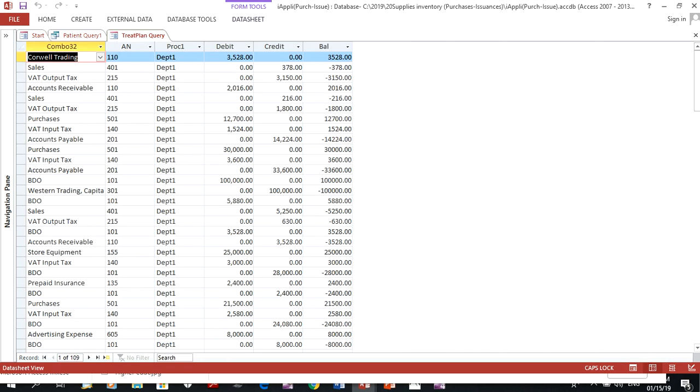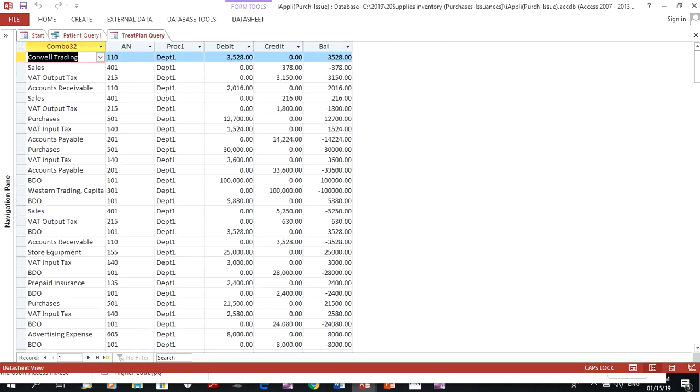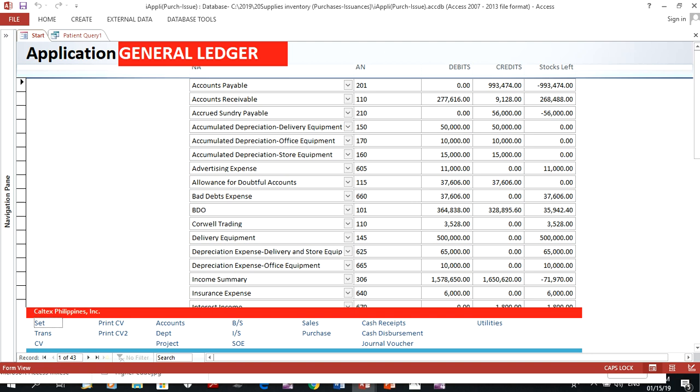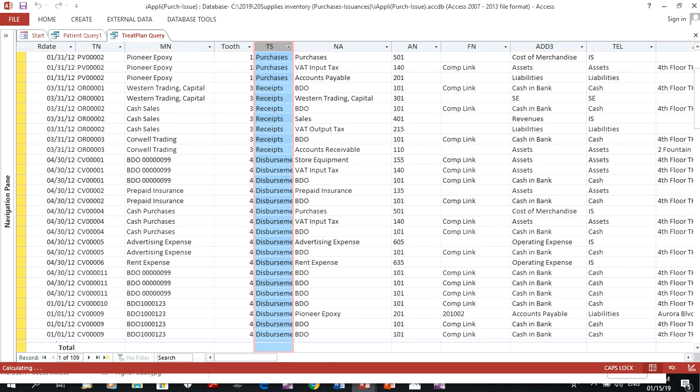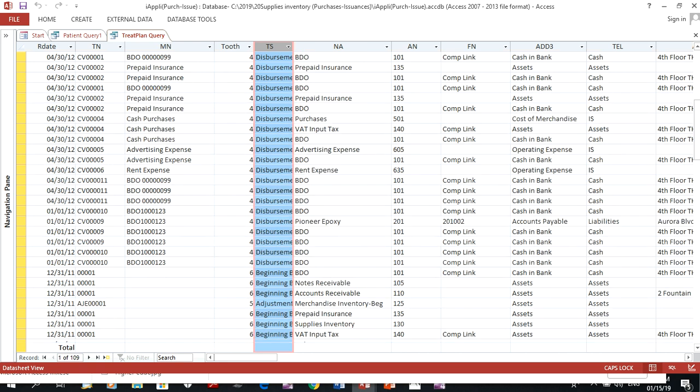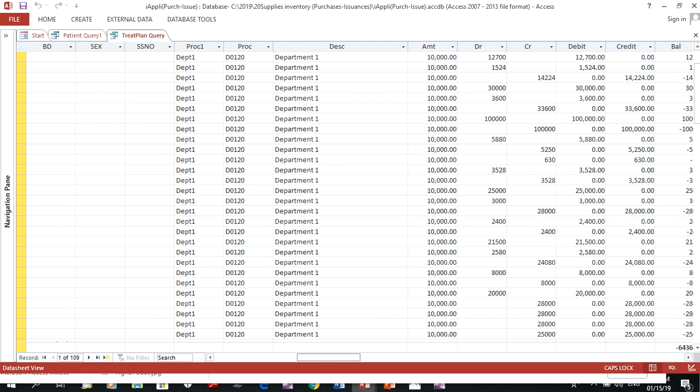No, this is the transaction file there. If you notice, these are the transaction types. You have sales, purchases, receipts, disbursement there. And this is also where you put in a debit credit entry here, debit credit.